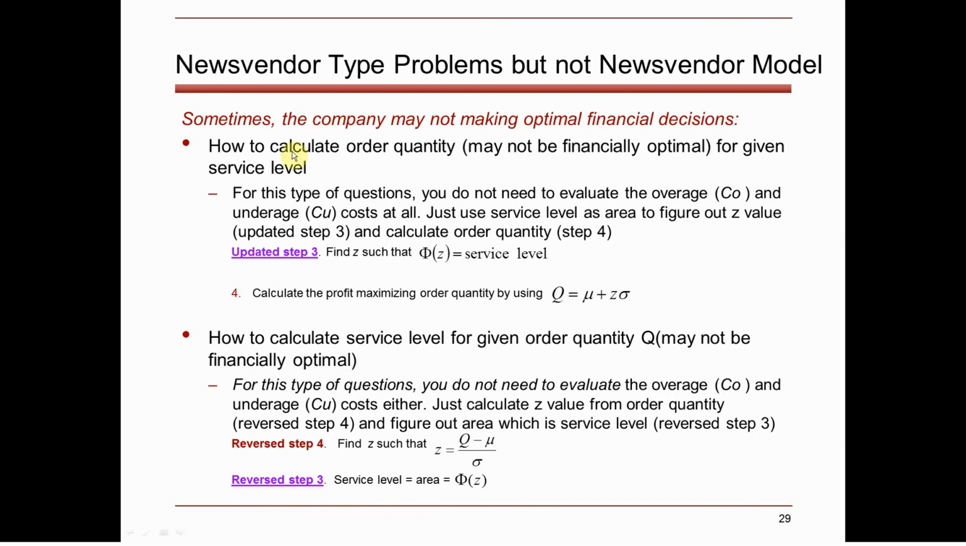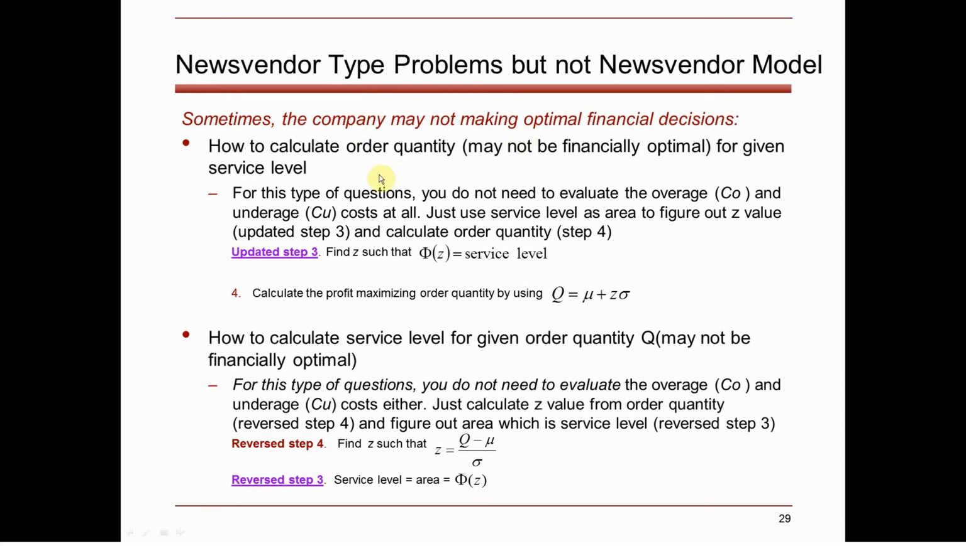There are other kinds of newsvendor-type problems, not exactly the newsvendor model, but variations of it. In a newsvendor problem, you're trying to optimize the profit, or minimize the losses. But sometimes we don't want to make those particular decisions.